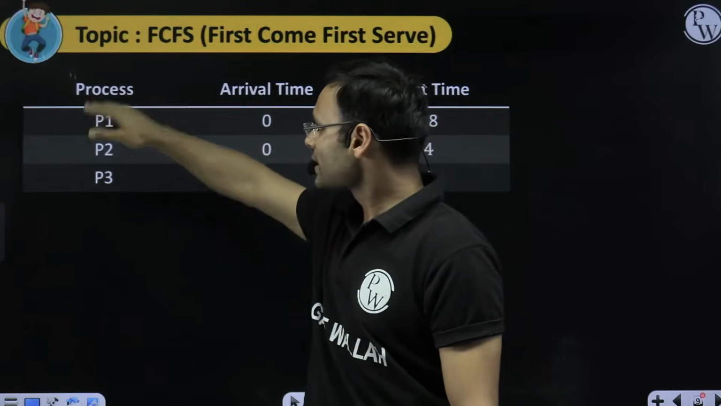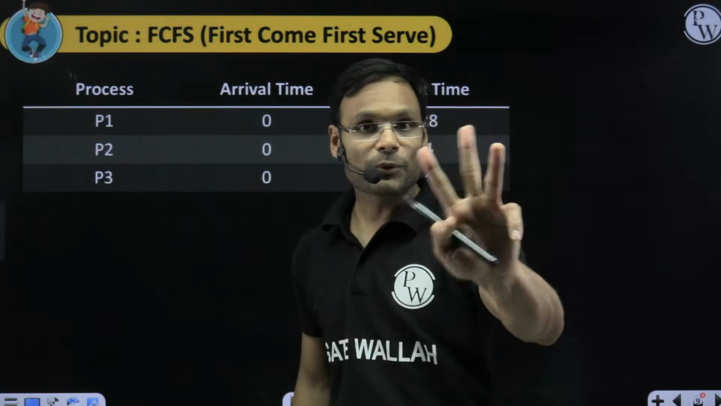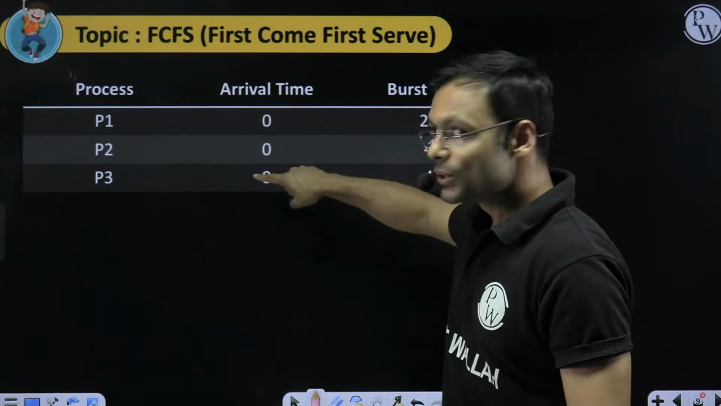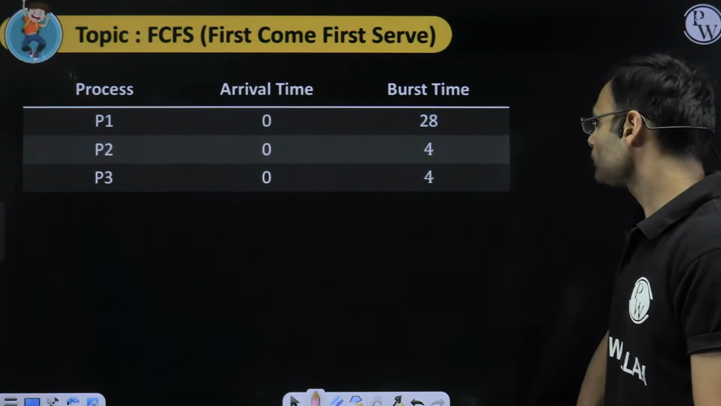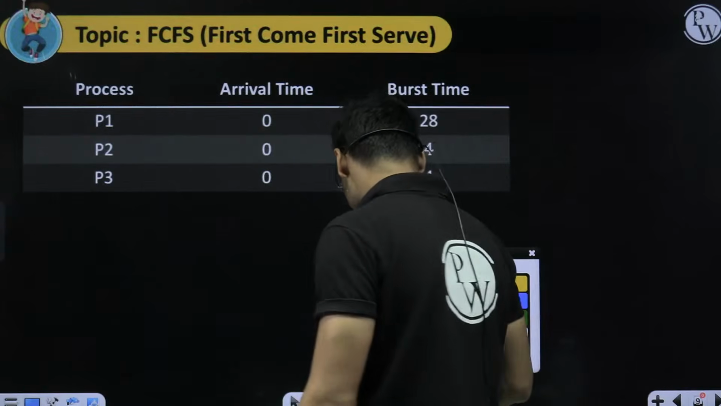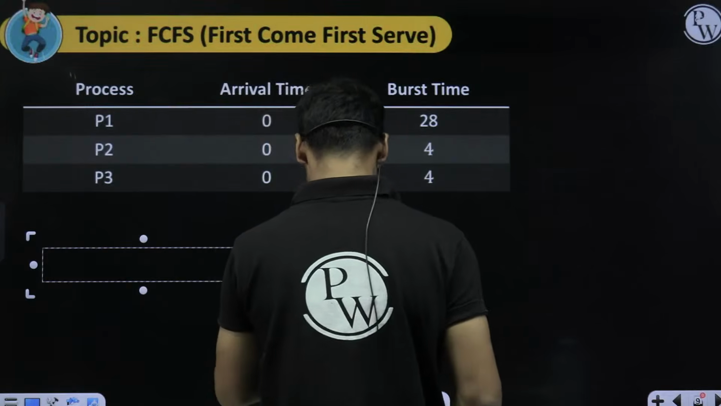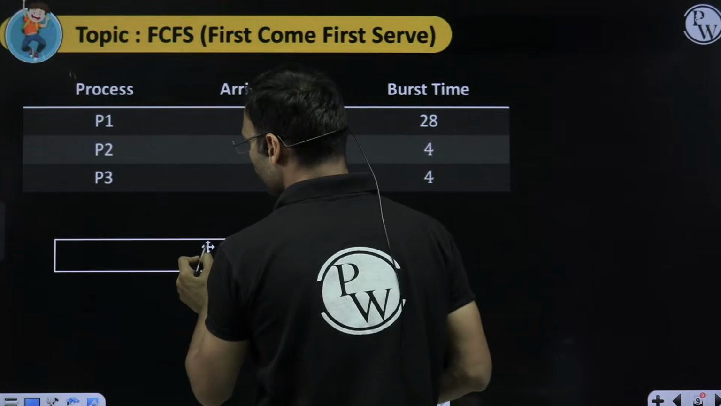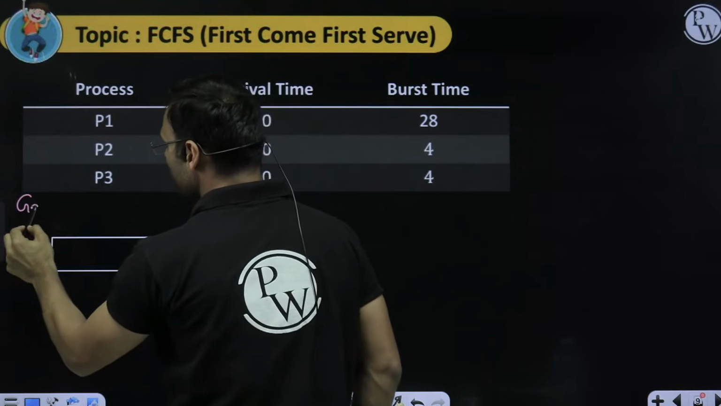Three processes are given, P1, P2, P3. These are their IDs. Look at this. Three processes, all having unique IDs. Their arrival times 0, 0, 0 are given and their CPU burst times 28, 4, 4 are given. Now what we need to do is make a chart. What is that chart? The chart is all about which process will run from when to when. That chart is called the Gantt chart.